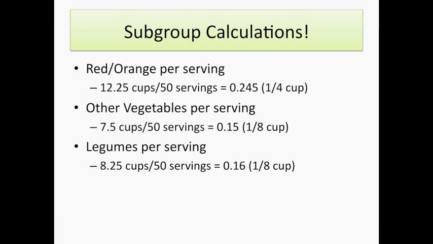If you want to credit the vegetables towards the specific subgroups, you would need to determine the subgroup totals per serving. With red-orange vegetables, 12.25 cups divided by 50 servings gives us 1/4 cup red-orange vegetable per 1 cup serving of soup. For the other vegetables, 7.5 cups divided by 50 servings gives us 1/8 cup of other vegetables per 1 cup serving of soup. For the legumes, 8.25 cups divided by 50 servings gives us 1/8 cup serving of legumes per 1 cup serving of soup.